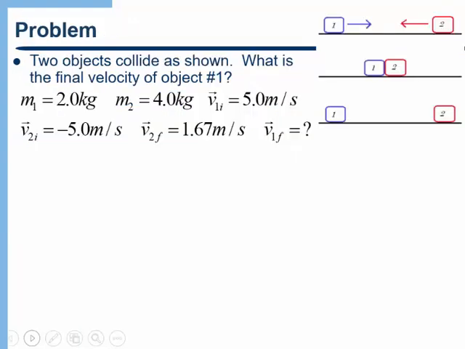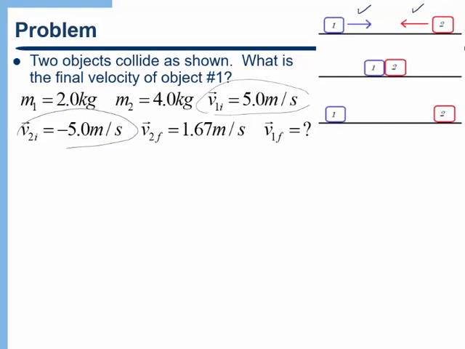Okay, let's actually do an example. Here it says two objects collide as shown. What is the final velocity of object 1? So notice that we've been given the mass of the two objects, we've been given the initial velocities of the two objects, and we're looking for the final velocity of object 1. Notice, by the way, that v1 initial is positive, and v2 initial is negative. So our drawing is correct. Object 2 is moving to the left, object 1 is moving to the right.